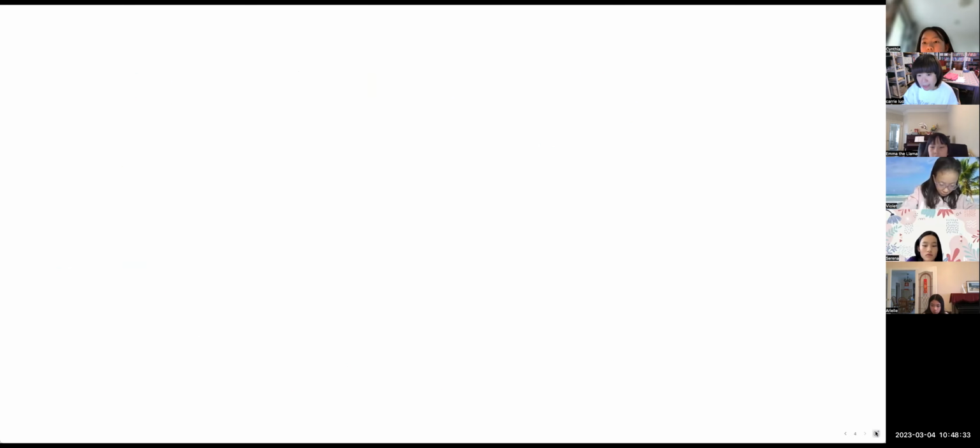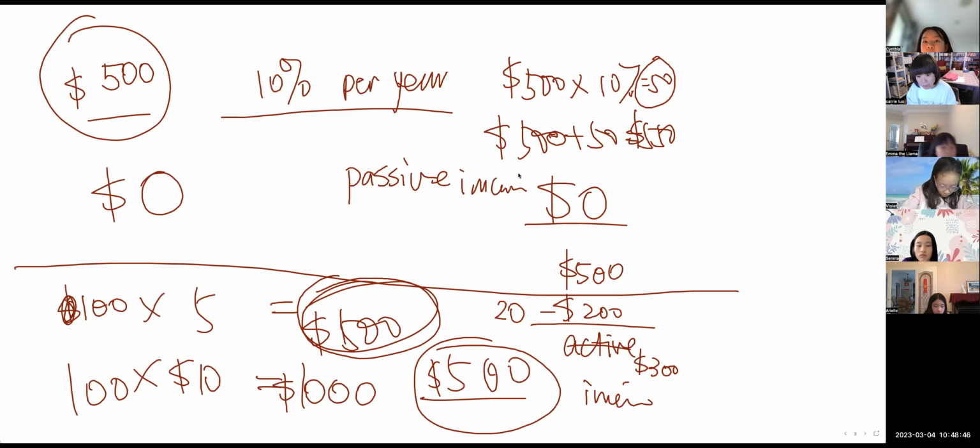So some people think Violet's active income is better than Shinshin's passive income. Some people think passive income is better than active income. So can you tell me which one you like better? It depends how much work you're willing to put in. Okay, very good. This is a very good answer.